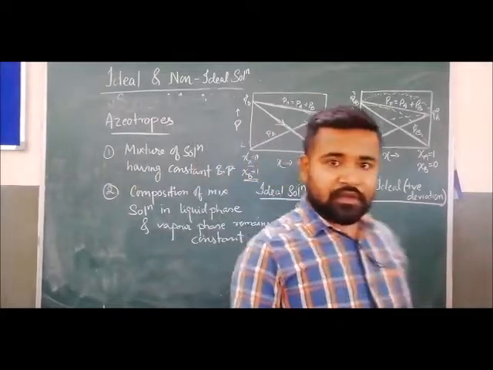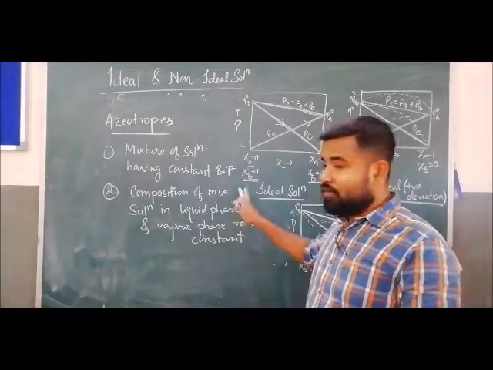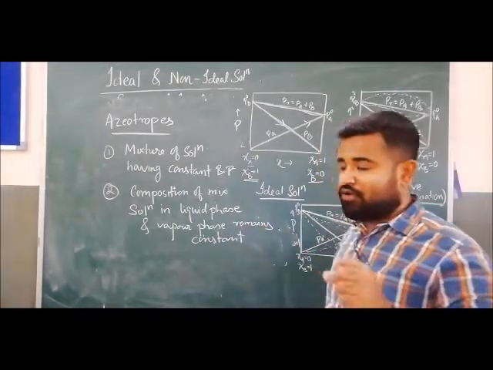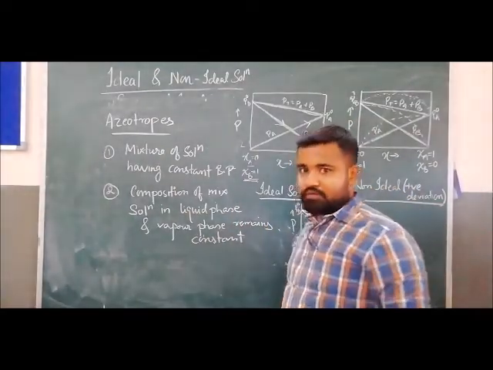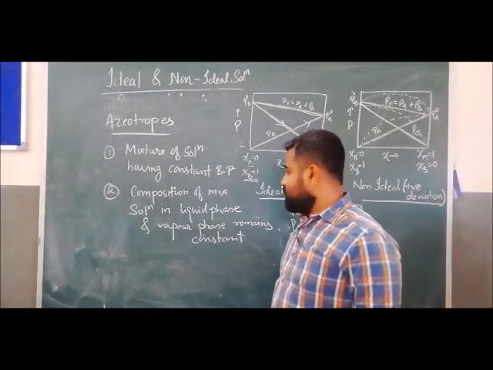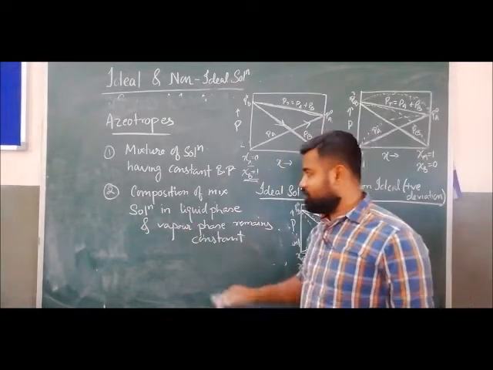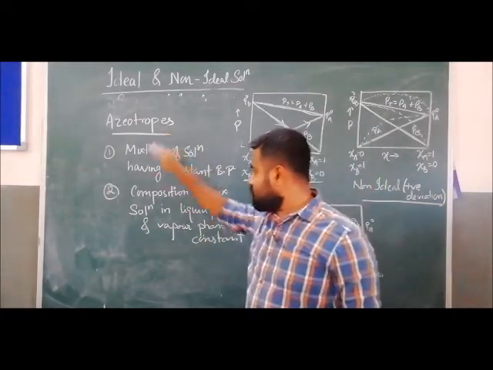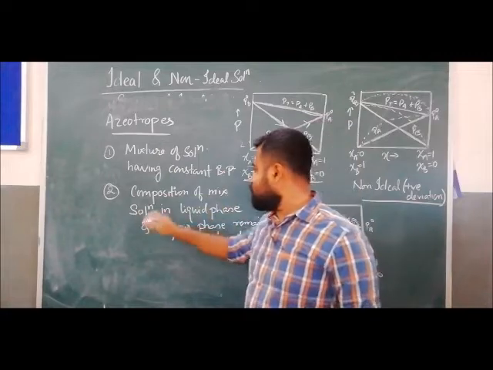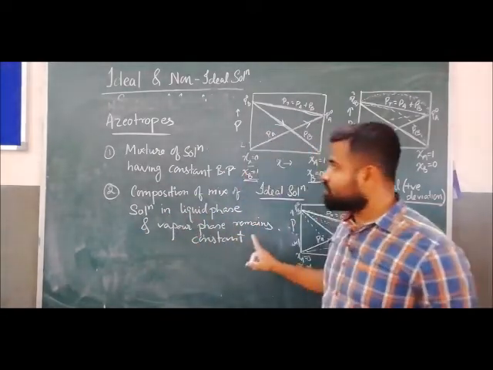Clear? Remains constant. Understood? Equimolar. If equimolar amounts of components are present in a solution, then what happens? The liquid phase and vapor phase compositions remain constant. In case of azeotropes, the composition of the mixture of solution in liquid phase and vapor phase remains constant.